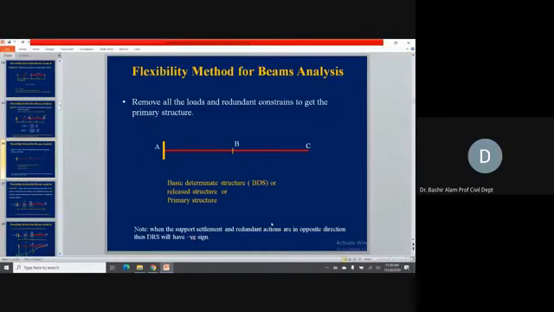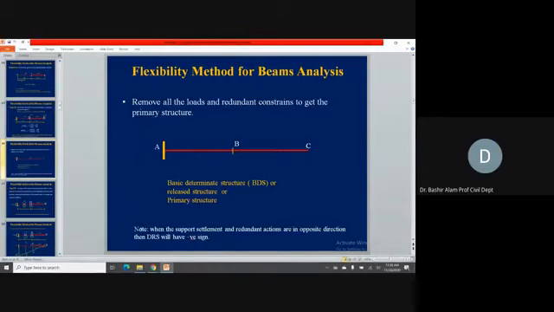Now, we are making this a statically determinate structure, which will be known as the released structure. So here you can see A, B, C. At B and C, we have removed the redundant actions now, and you can see this cantilever as our basic determinate structure.